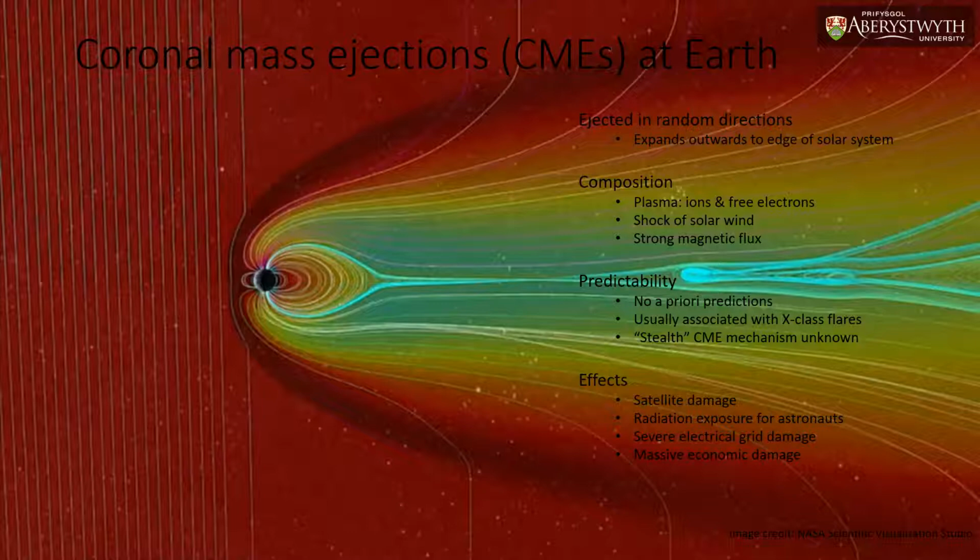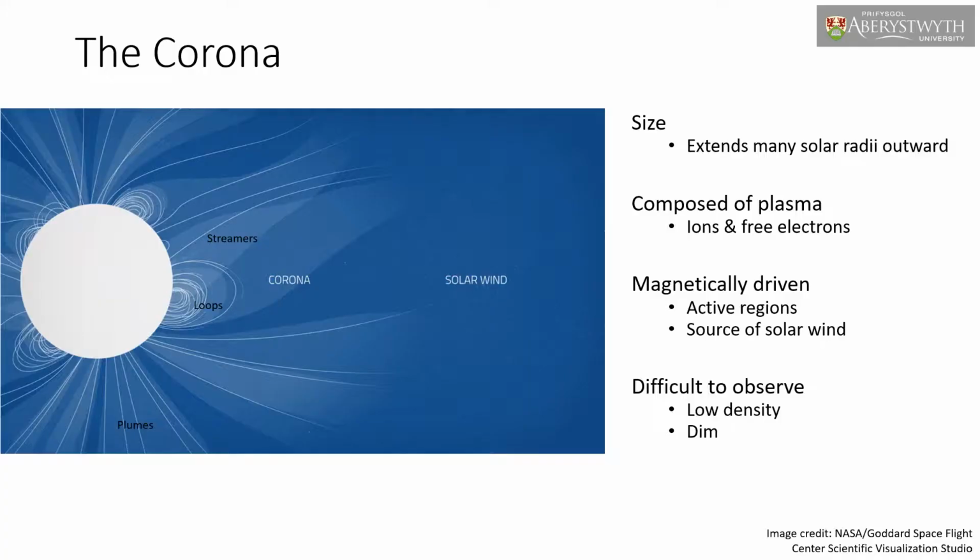Whatever the case, CMEs are capable of massive infrastructural and economic damage, so we need to understand the underlying physics of the corona to protect ourselves against them. And this is why I'm so interested in this enigmatic part of the solar atmosphere. It extends many solar radii until it becomes the less structured solar wind and appears to be magnetically driven plasma.